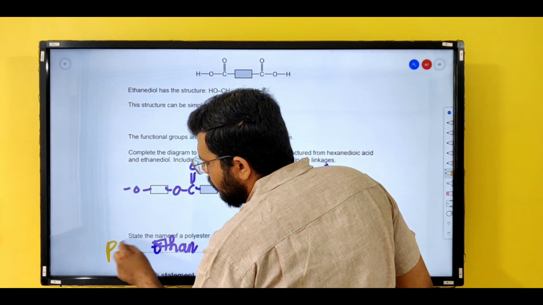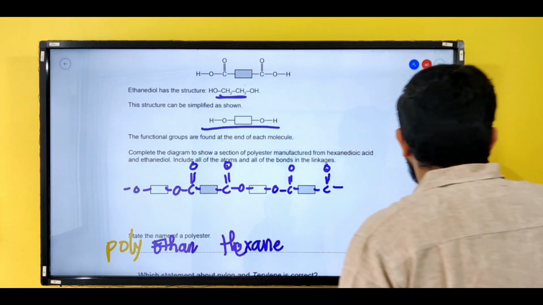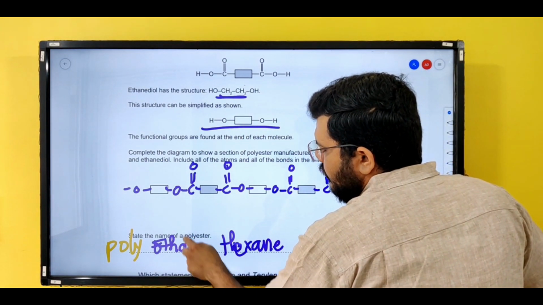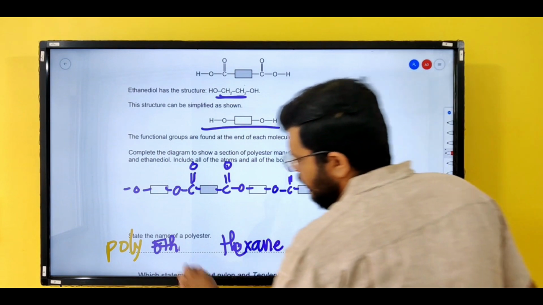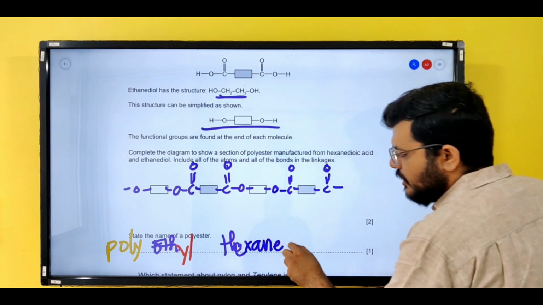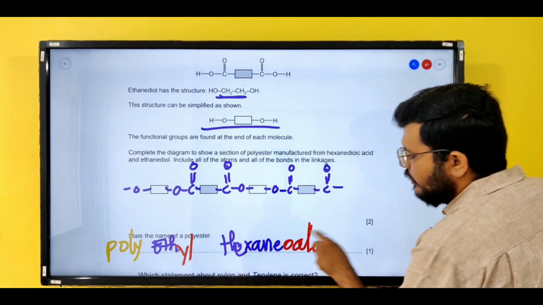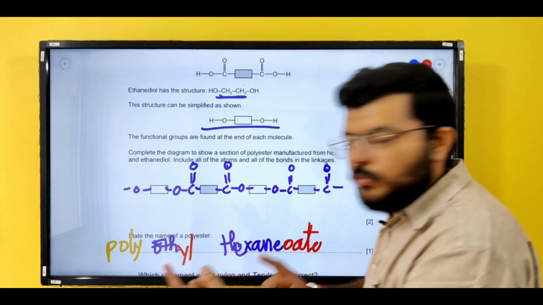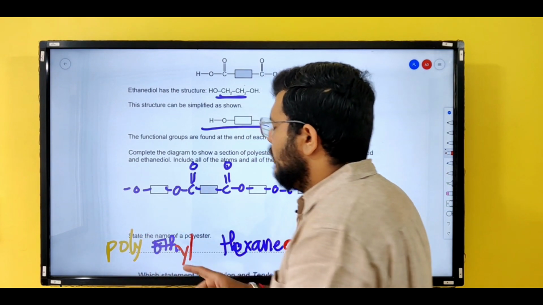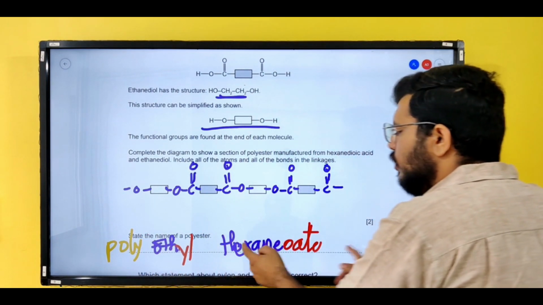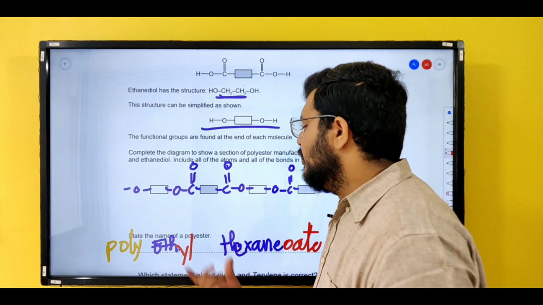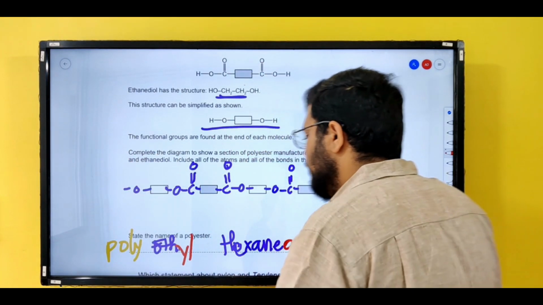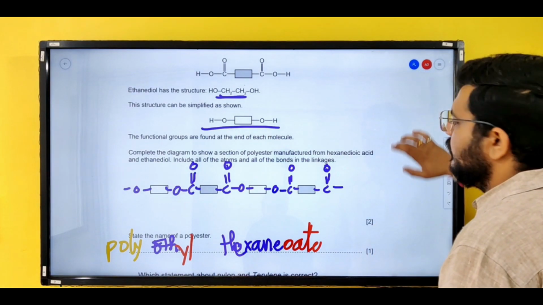So I'll add that poly. I've written it like this so you can name it easily. Polyethyl hexanoate. Right? It's a polymer. They are repeated. If there was one molecule of ethanol and one molecule of hexanoic acid, then we'll write ethyl hexanoate. But because it's a polymer, we'll write polyethyl hexanoate.